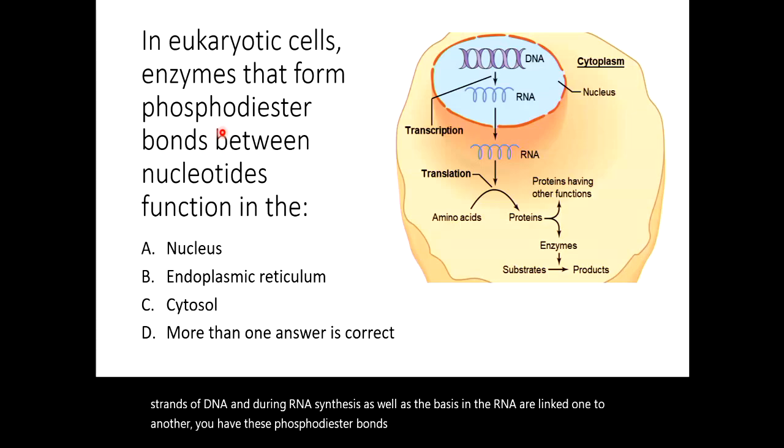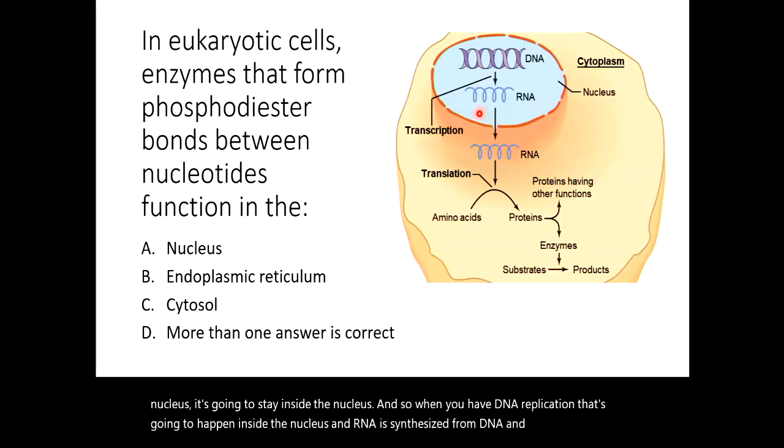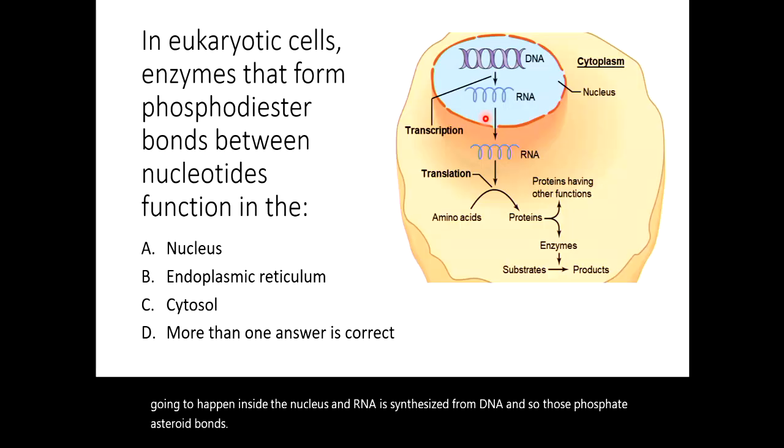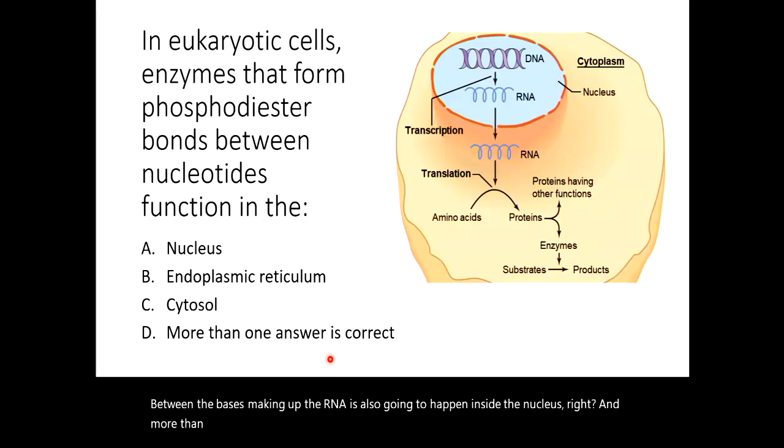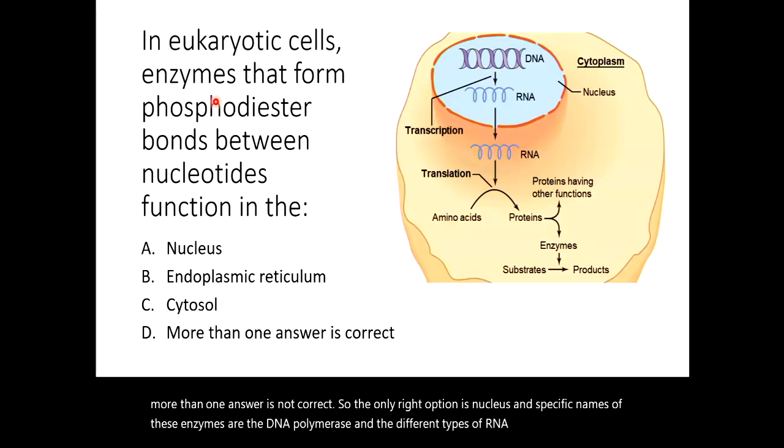So we know that DNA is not going to leave the nucleus. It's going to stay inside the nucleus, and so DNA replication is going to happen inside the nucleus. And RNA is synthesized from DNA, right? And so those phosphodiester bonds formed between the bases making up the RNA are also going to form inside the nucleus. And more than one answer is not correct. So the only right option is nucleus, and the specific names of these enzymes are DNA polymerase and the different types of RNA polymerase. Is that clear, folks?